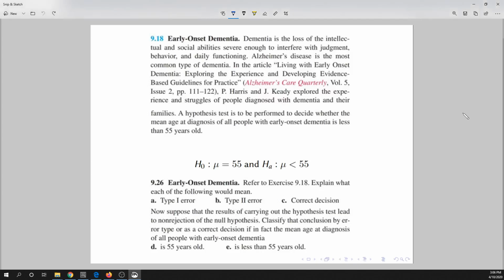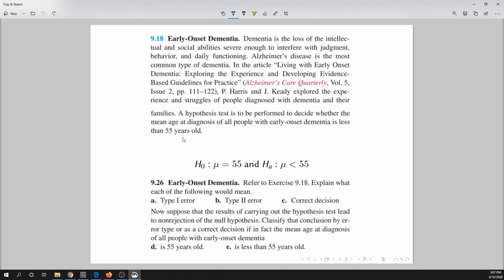In this video, we are going to take a look at problem 9.26 from our book. It says refer to exercise 9.18. In an earlier video, we worked this problem 9.18. And so we determined that a hypothesis test is to be performed to decide whether the mean age at diagnosis of all people with early onset dementia is less than 55 years old.